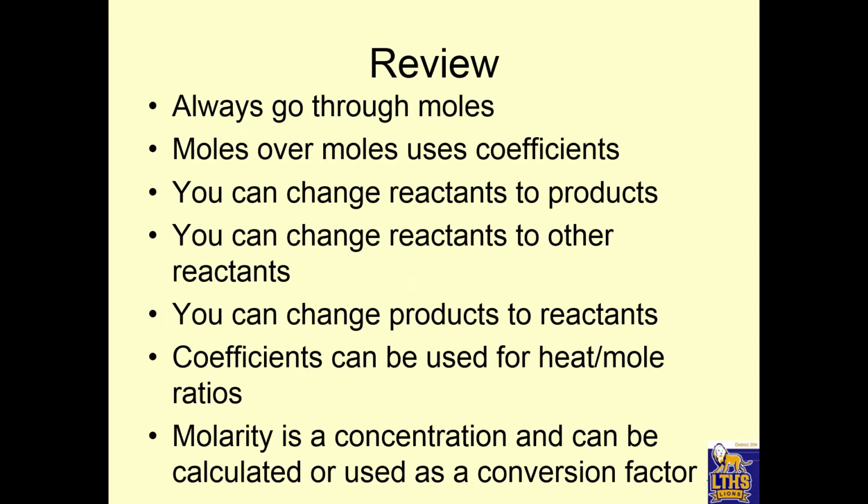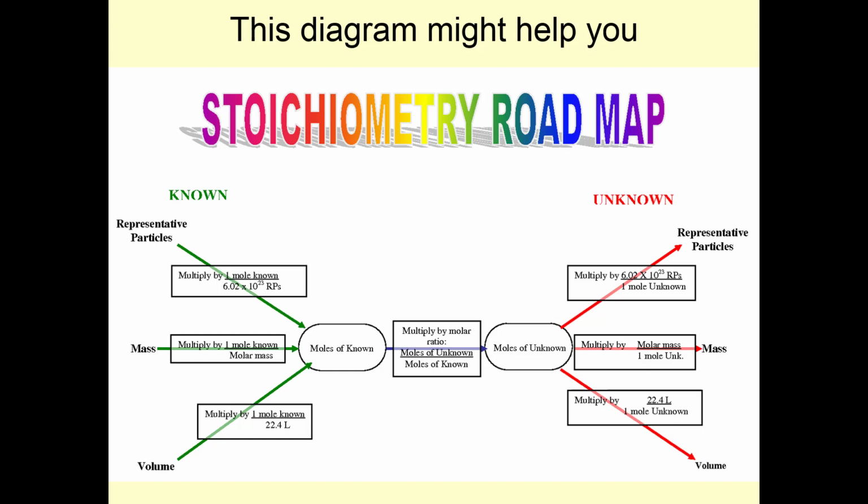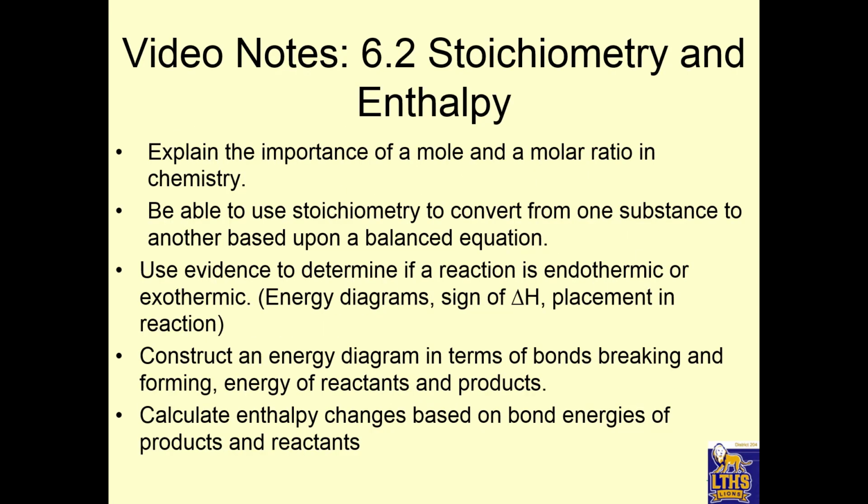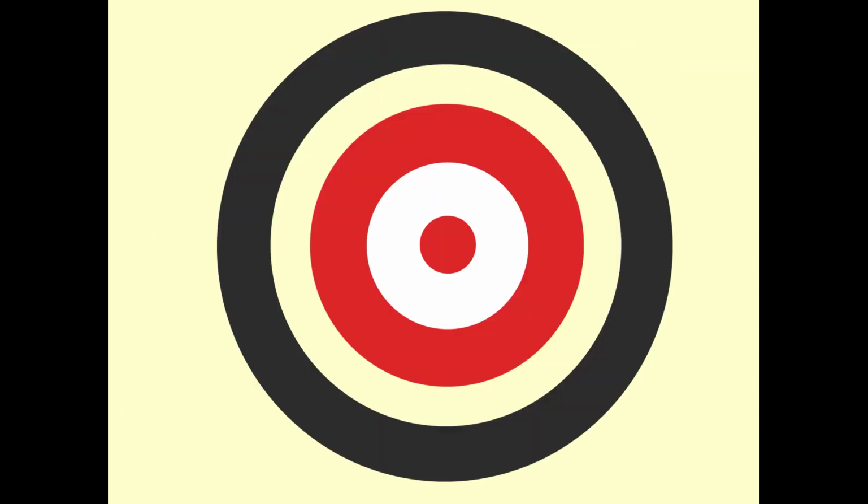So that's important stuff. All right, so review. Go through moles, know your coefficients, use your periodic table, use concentration as a conversion factor, boom. Okay, this map might help you. So usually we're given grams of one substance and we want grams of another. So we have to change to moles, moles of one to moles of another, and then grams of that stuff. All right, so really know that chapter 9 is fine. Know these objectives, and peace out. That's the target. We're trying to learn it, get the learning.